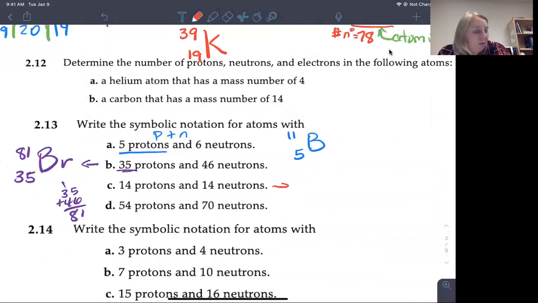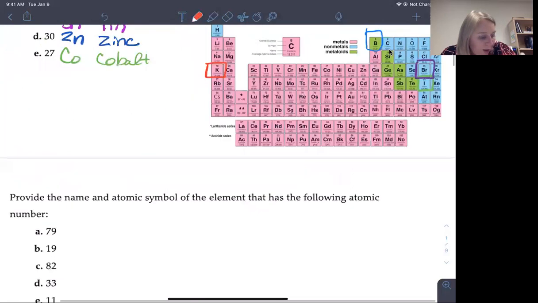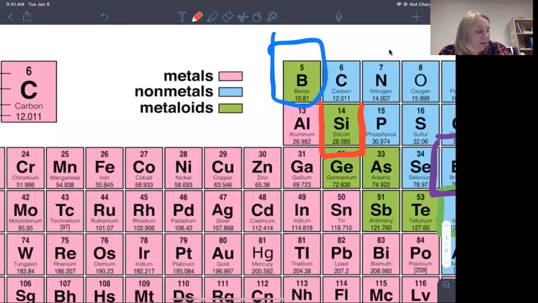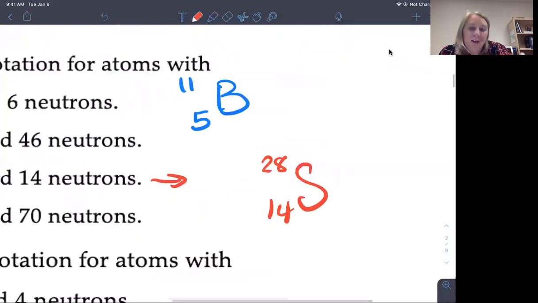14 protons and 14 neutrons. I know my 14 protons is going to go on the bottom, and then I need to add the protons and neutrons. So I'm going to get 28. So 14 plus 14 is 28. Now I'm going to use this 14 protons, and I'm going to go to the periodic table and hunt down what has 14 protons. There's only one element, and that is silicon. So let's write that as silicon. Okay.